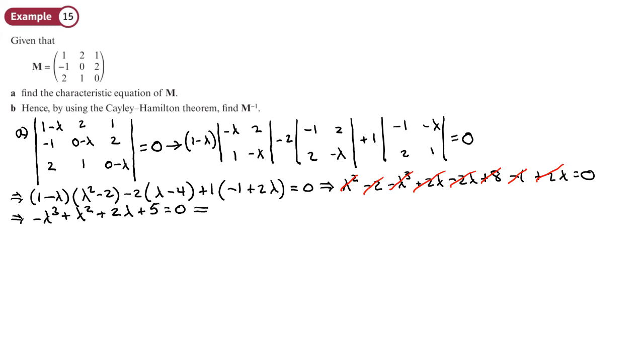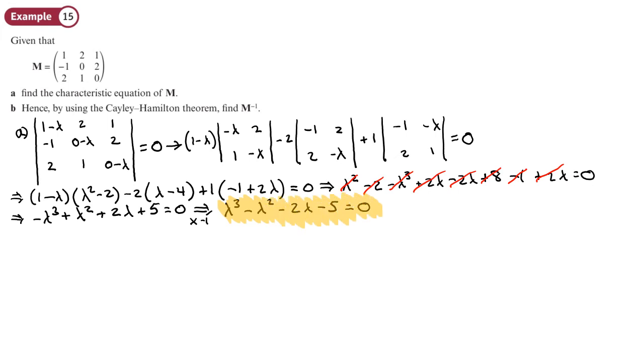Now, we can leave it as it is. That's fine as the characteristic equation. Or we might decide, right, let's times everything by negative 1, so we end up with a nice positive coefficient for the cubic. So that'd be lambda cubed minus lambda squared minus 2 lambda minus 5 equals 0. So there is our characteristic equation.